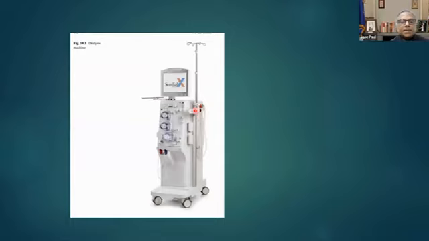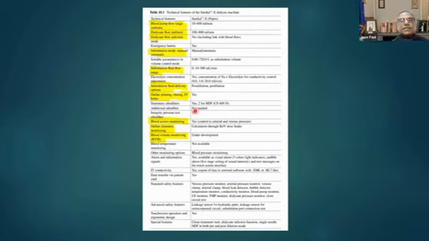Now, this is a machine which is manufactured by Nipro. It is known as Surdial. This is a hemodiafiltration machine. These are the technical features of the Surdial machine. I am in no way campaigning for this Nipro machine, but when I went through the literature, this is one which was easily accessible. That is why I am showing this.